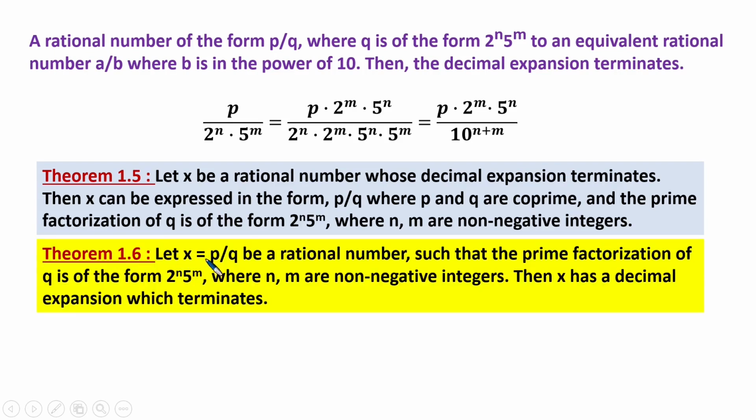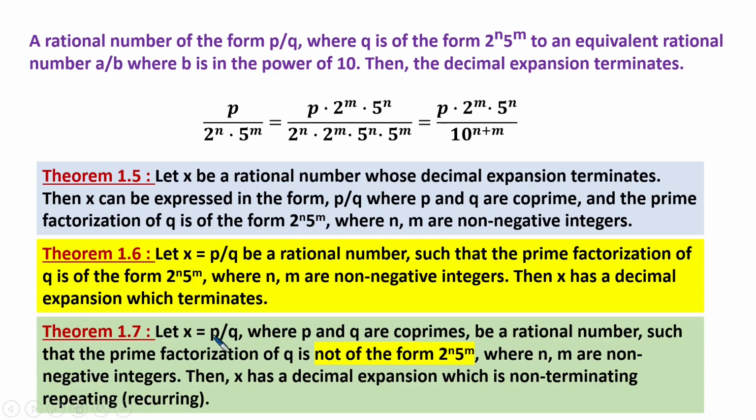It says let x equal p by q be a rational number such that the prime factorization of q is of this form, where n and m are non-negative, then x has a decimal expansion which terminates. So if the decimal expansion terminates, then you have the denominator in this way. If you have a denominator of this form, then the decimal expansion terminates. So vice versa, both are the same.